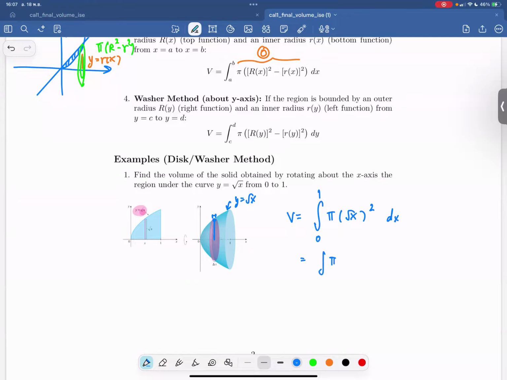So next we just compute the integral directly. So we had x squared over here, and then 1 over 3 x cubed, and then we substitute x to be 1 minus 0. So the answer should be pi over 3.